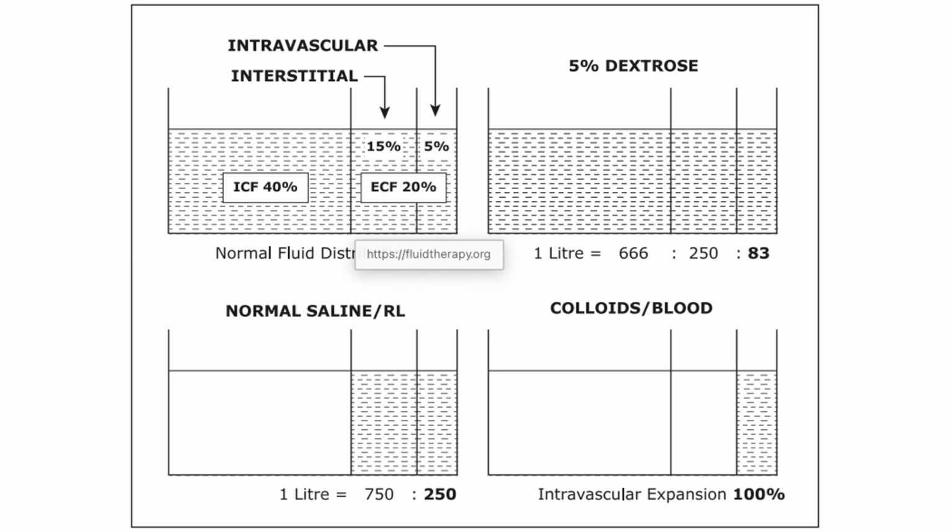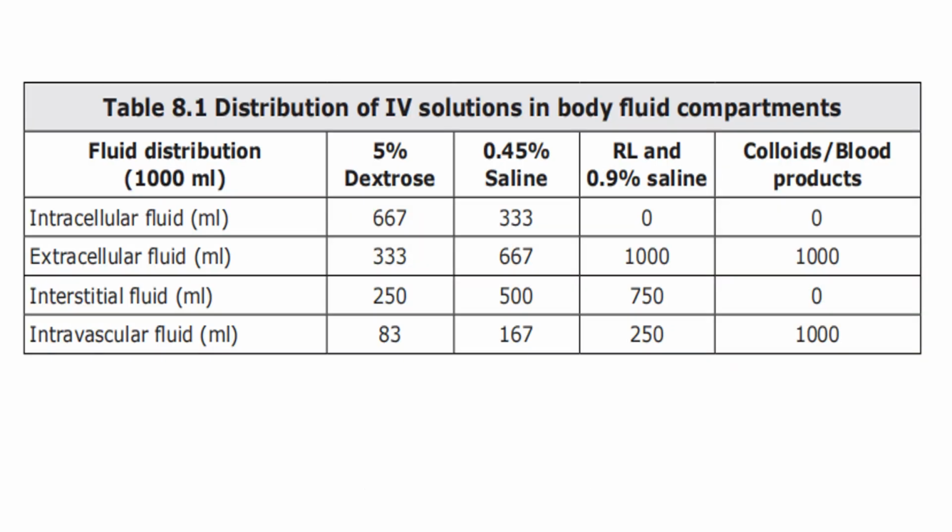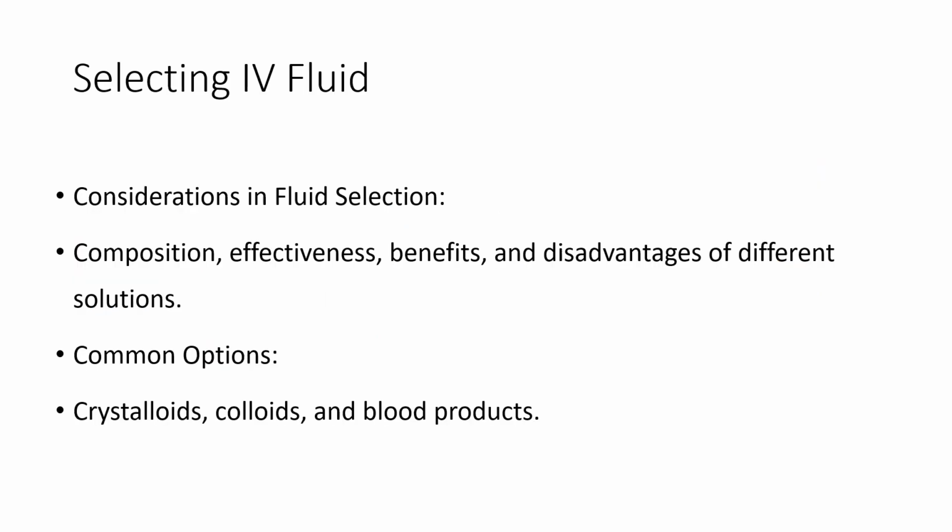So this is exactly what the table shows. That is, 5% dextrose increases 83 ml of intravascular volume, RL and NS 250 ml, colloids 100%, and then we have another entity that is 0.45% saline, N by 2. It has half of the concentration of normal saline, and it has a volume expansion of 167 ml. That is less than NS and RL.